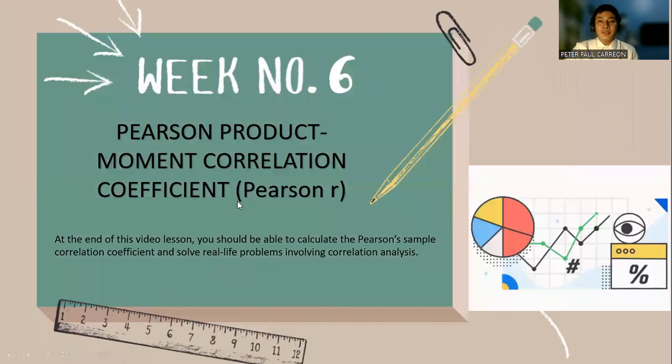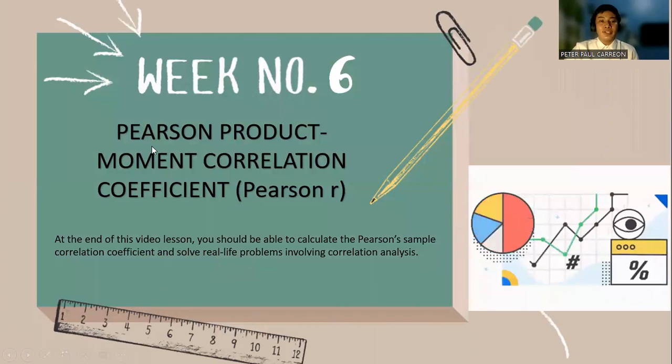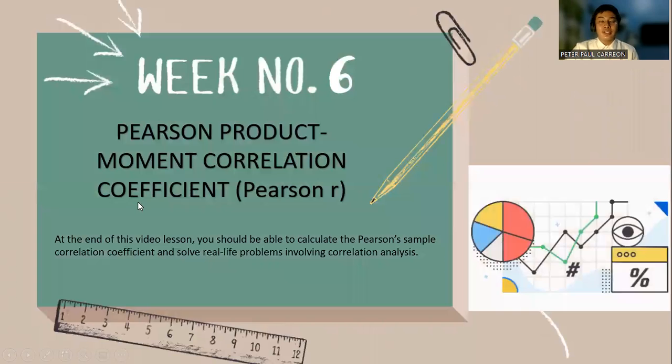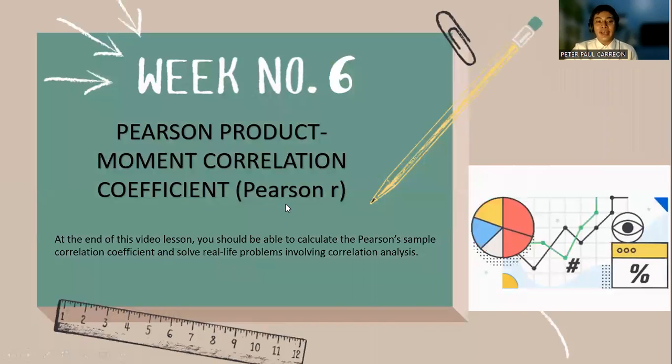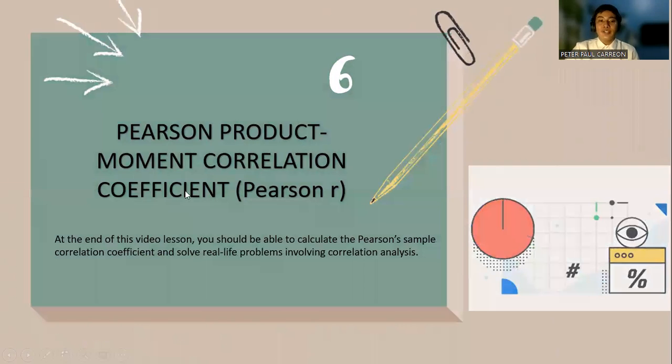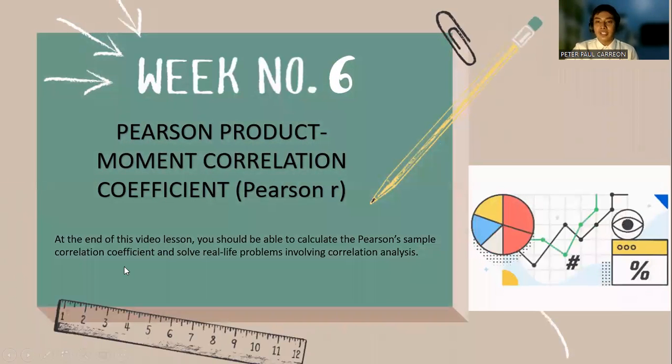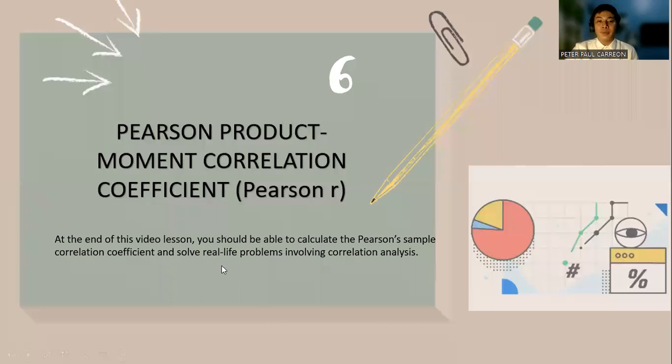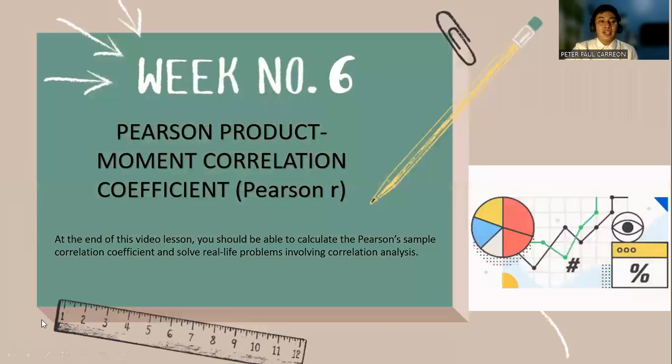So this time, we will perform the Pearson product moment correlation coefficient, which is also known as Pearson R. At the end of this video lesson, you should be able to calculate the Pearson's sample correlation coefficient and solve real-life problems involving correlation analysis.